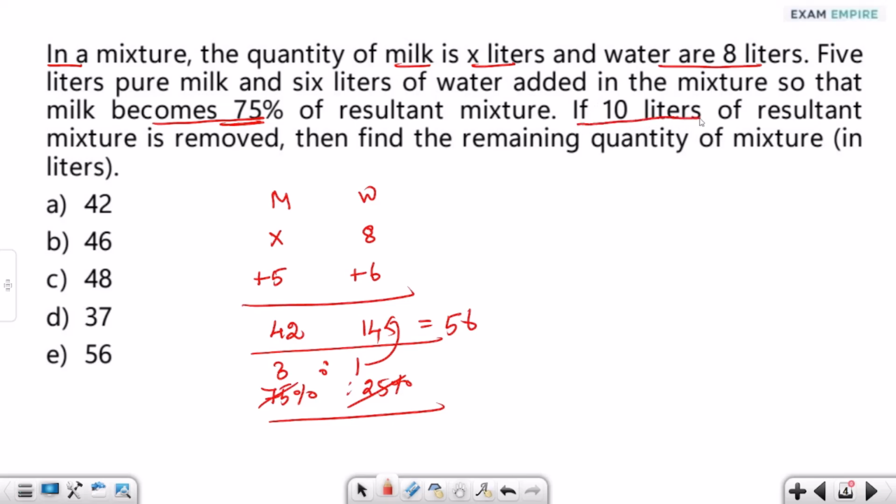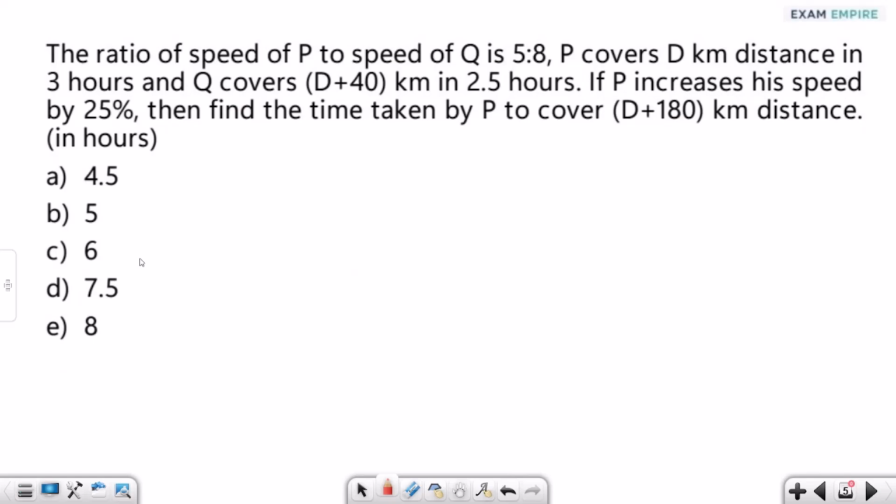Next, if 10 liters of the resultant mixture is removed, then find the remaining quantity of the mixture. What is the remaining? 46. Fine. So next one, pause the video and try to solve it by yourself.